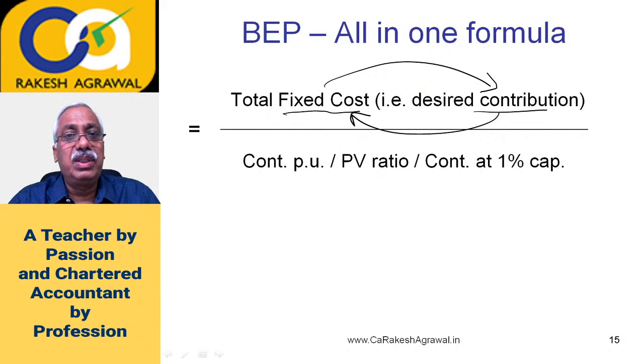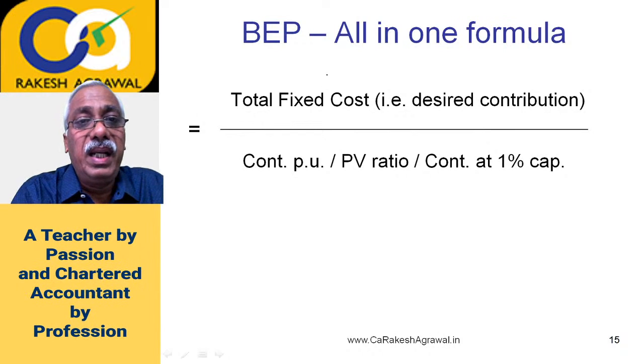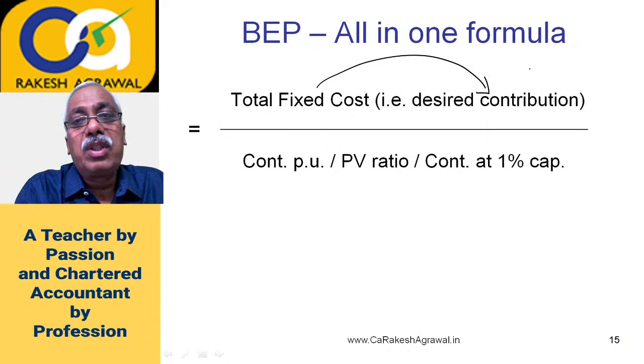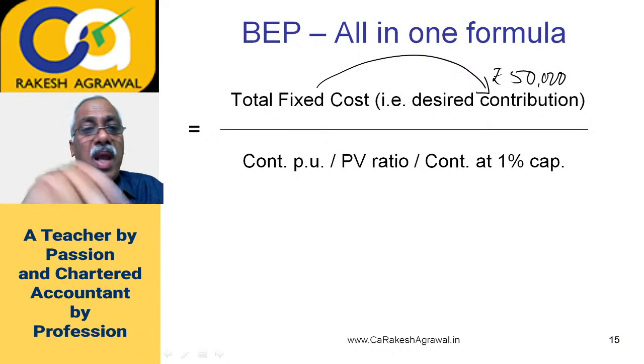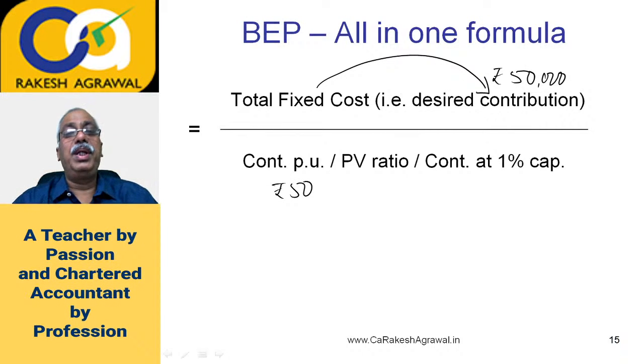At BEP, fixed cost is equal to contribution. So the formula is total fixed cost in the numerator. But for understanding, treat this total fixed cost as my desired contribution. Now suppose my desired contribution is rupees 50,000 because my fixed cost is rupees 50,000. And suppose my contribution per unit is rupees 50.